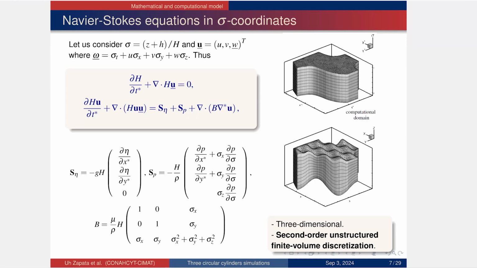So how is this code? This code is based on the Navier-Stokes equations in sigma coordinates. In this way, we avoid remeshing due to the free surface, but the equations become more complicated. So in the last years, we have dedicated so much effort to make a very efficient code, not only in terms of accuracy, but also in terms of performance, to get simulations as fast as we wanted.